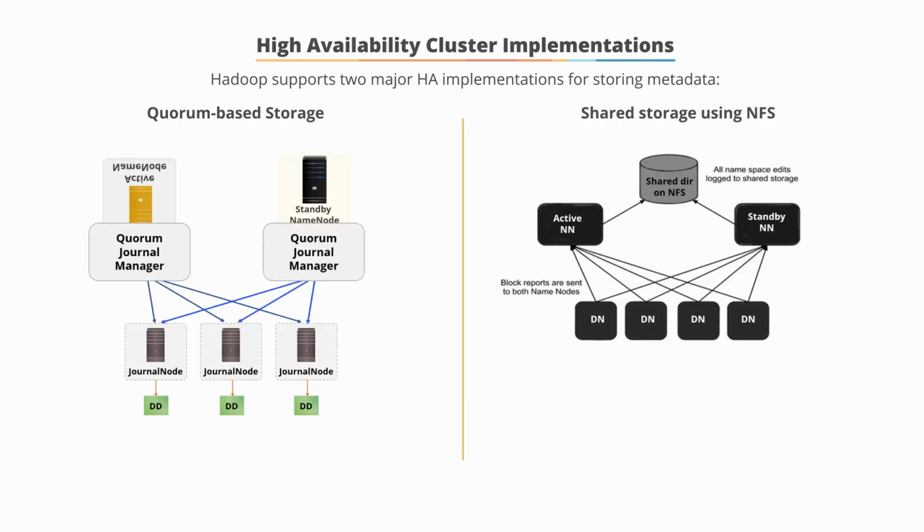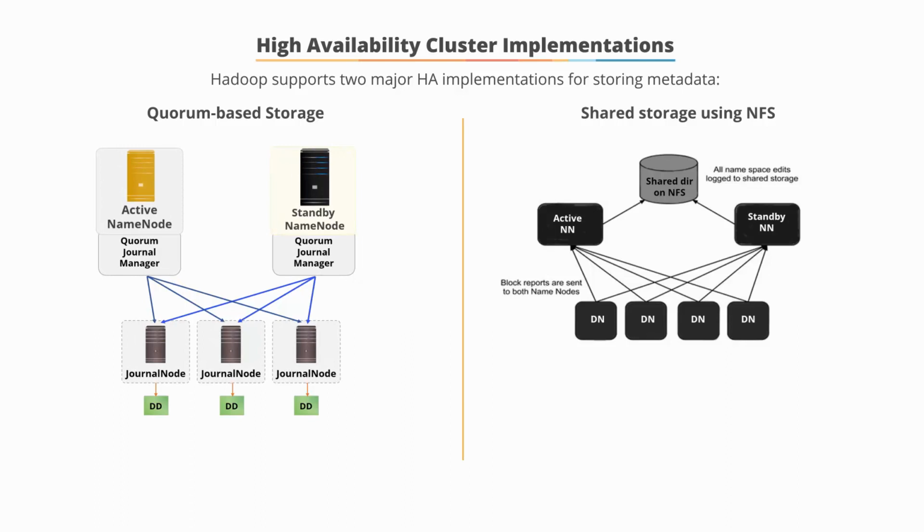On the left, the quorum-based storage refers to the HA implementation that uses a Quorum Journal Manager, or QJM. During this implementation, the standby node keeps its state synchronized with the active node through a group of separate daemons called journal nodes. Daemons are long-running processes that typically start up with the system and listen for requests from the client processes. Each daemon runs in its own Java virtual machine, or JVM.